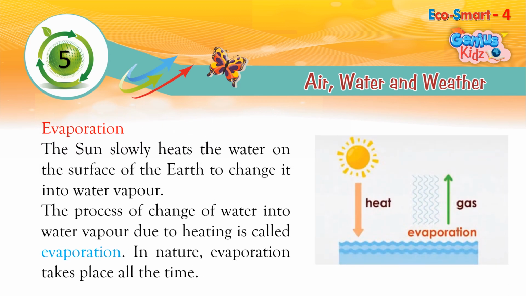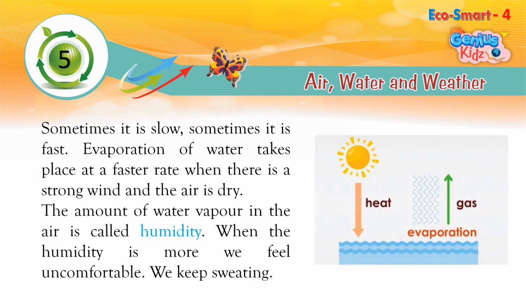Evaporation. The sun slowly heats the water on the surface of the earth to change it into water vapor. The process of change of water into water vapor due to heating is called evaporation. In nature, evaporation takes place all the time. Sometimes it is slow, sometimes it is fast. Evaporation of water takes place at a faster rate when there is a strong wind and the air is dry.